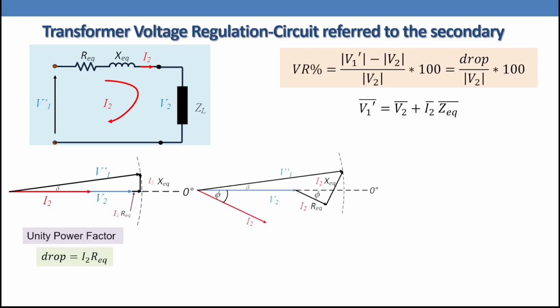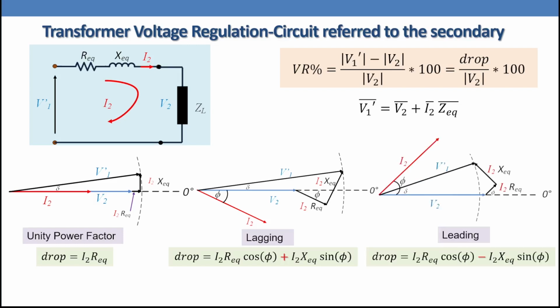And in the case of lagging power factor, we have the drop I2 R equivalent cosine phi plus I2 X equivalent sine phi. For the leading power factor, we have I2 R equivalent cosine phi minus I2 X equivalent sine phi. So what is the difference between this case and the circuit referred to the primary, in R equivalent and X equivalent? R equivalent in this case will be R1 dash plus R2, and X equivalent will be X1 dash plus X2. While for the circuit referred to the primary, R equivalent is R1 plus R2 dash, and X equivalent will be X1 plus X2 dash.